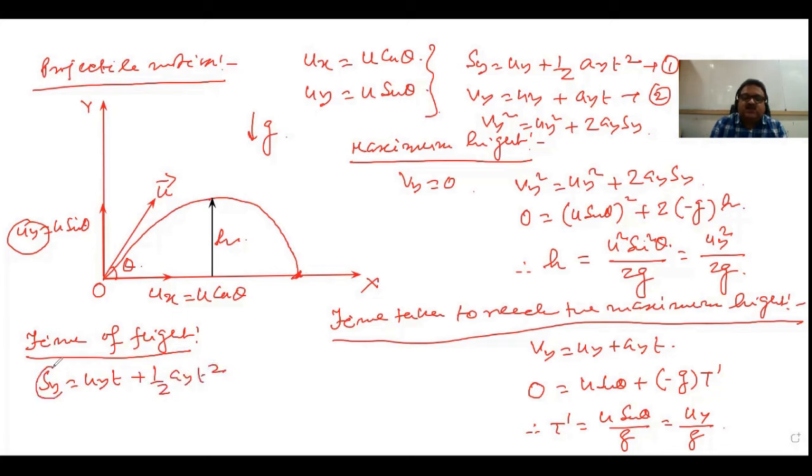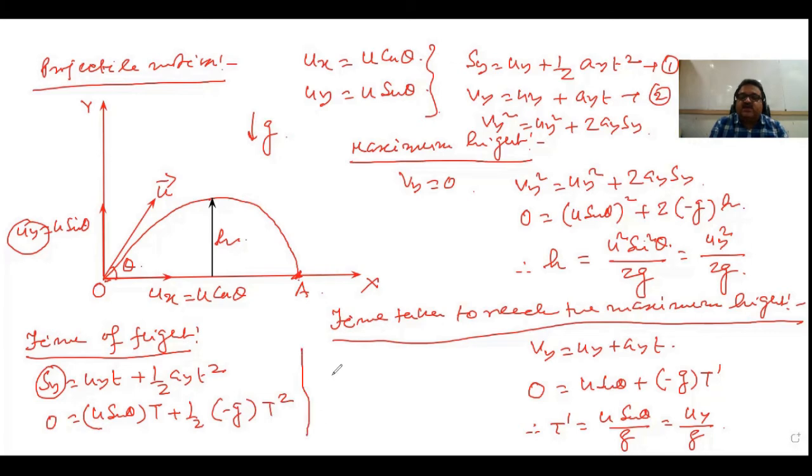Now, Sy is what? Suppose this point A is the point at which the projectile touches the ground. At O and A, if you look at this, the y coordinates of both of these are the same, that means vertical displacement is 0. So we can write, Sy equal to 0, Uy is u sine theta. Let us consider capital T is the time of flight, plus half a is replaced by minus g, and this is t square.